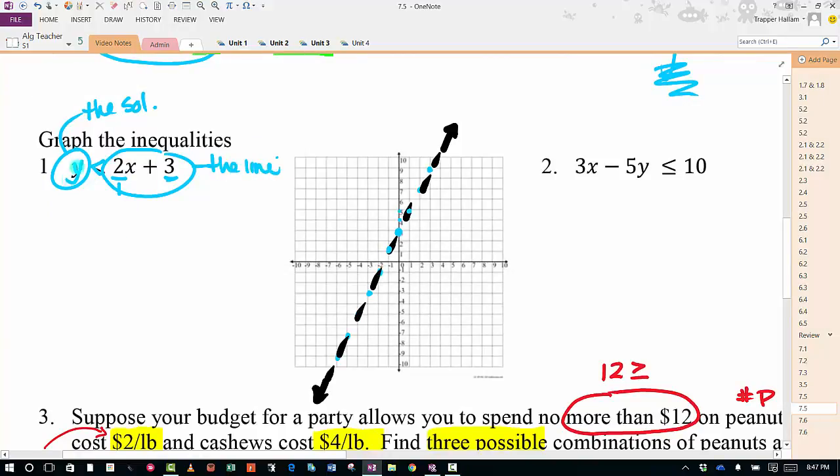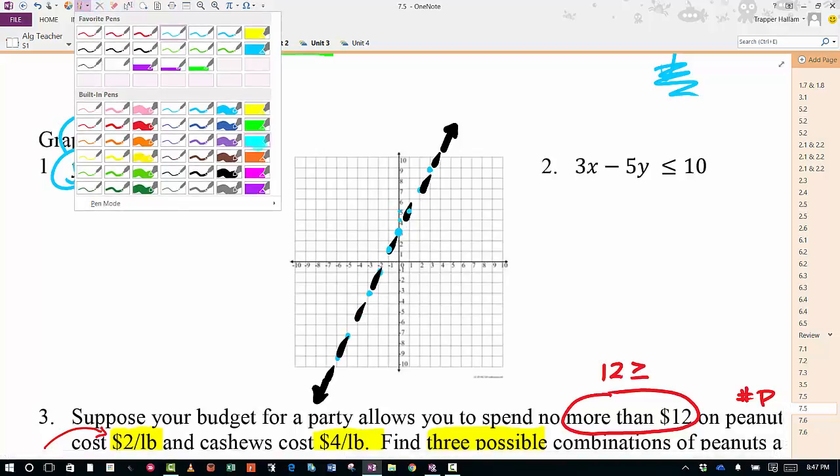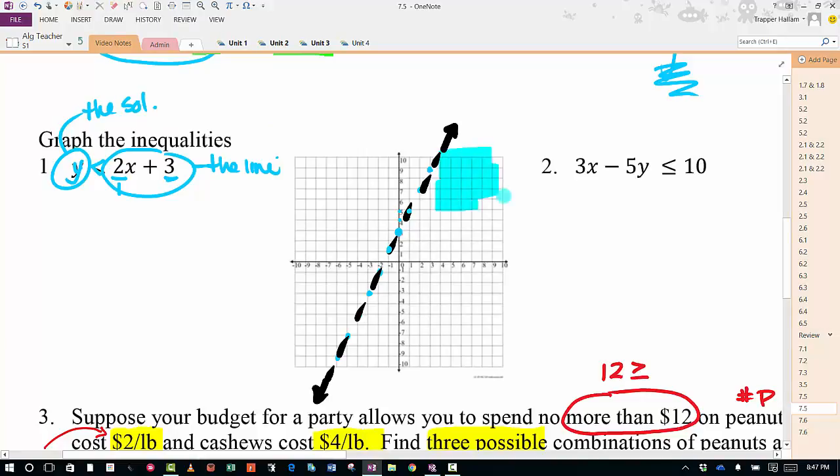This represents the solutions. So the solutions are less than the line, which means then I'm shading below. So I'm going to go over here. I'm going to grab this. I'm going to shade below the line. There's all the possible solutions. Let's talk about a particular case, though.